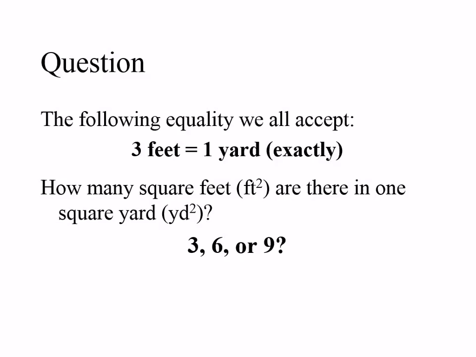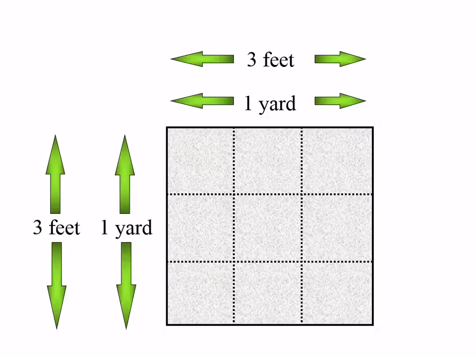So that looks like this. So 1 square yard is equal to 9 square feet. And somehow we need to get there from our 1 to 3 relationship. 1 yard is equal to 3 feet. So I'm going to show you how to scale that up, how to work with that in a factor label way.